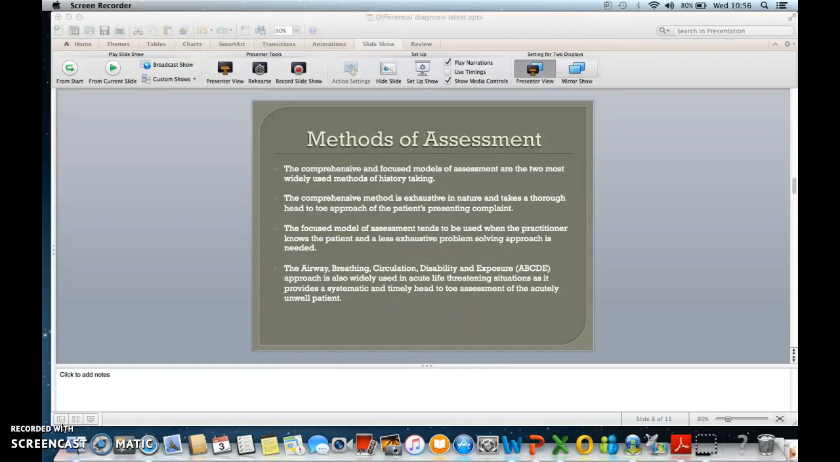So, methods of assessment. The comprehensive and focused models of assessment are the 2 most widely used methods of history taking. The comprehensive method is exhaustive in nature and takes a thorough head-to-toe approach of the patient's presenting complaint. The focused model of assessment tends to be used when the practitioner knows the patient and a less exhaustive problem-solving approach is needed. The ABCDE approach is also widely used in acute life-threatening situations as it provides a systematic and timely head-to-toe assessment of the acutely unwell patient.